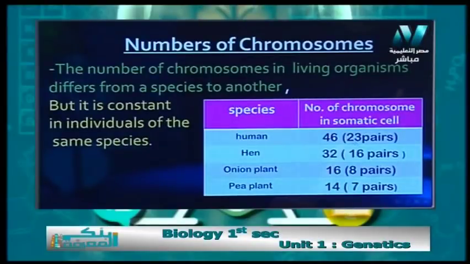Chromosomes are found in pairs, 23 pairs. Hen contains 32 chromosomes, 16 pairs. Onion plants contain 16 chromosomes in all body cells or somatic cells, that means eight pairs. Pea plant, 14 chromosomes, 7 pairs.